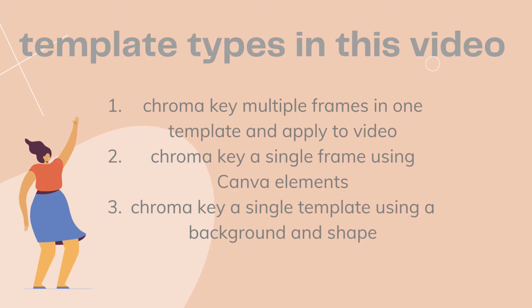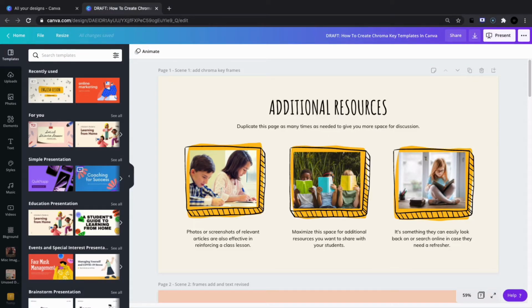Let's get started. For all the templates, we will be using presentation size, which is 1920 by 1080, and the color green, hex code 00FF00. Our first template will be using multiple frames.